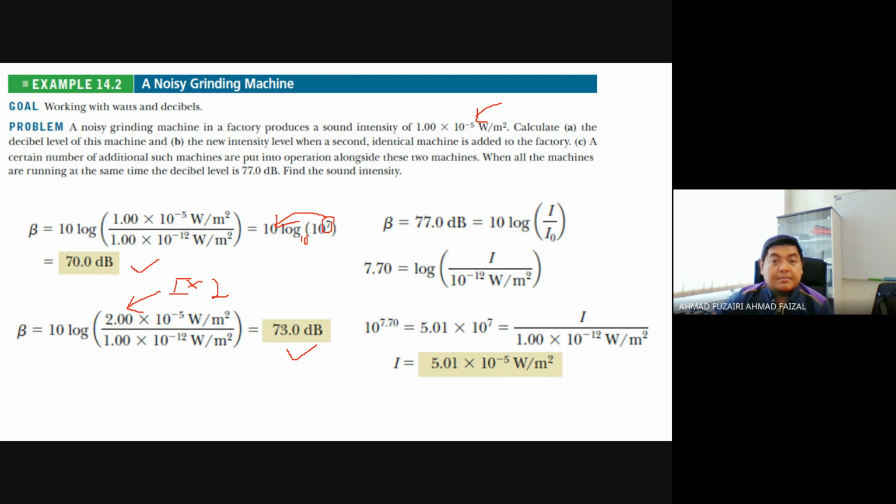And then part C, a certain number of additional such machines are put into operation alongside these two machines. When all the machines are running at the same time, the decibel level is 77 decibel. Find the sound intensity. Now we need to reverse our calculations by using beta equals 77 decibel. So from decibel we need to reverse our calculations to find the intensity I, which is you need to use 7.7 because of the 10. So you need to find I, the intensity. In this case, the intensity is equivalent to 5.01 times 10 power of negative 5 watt per meter square. So we need to reverse our calculations.